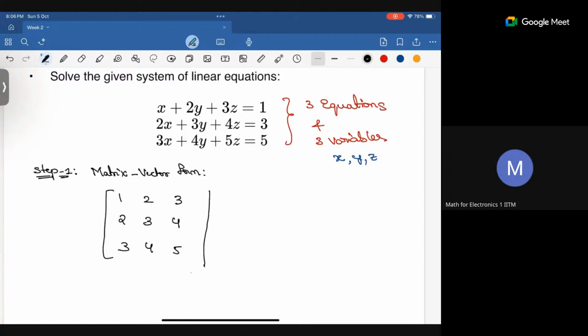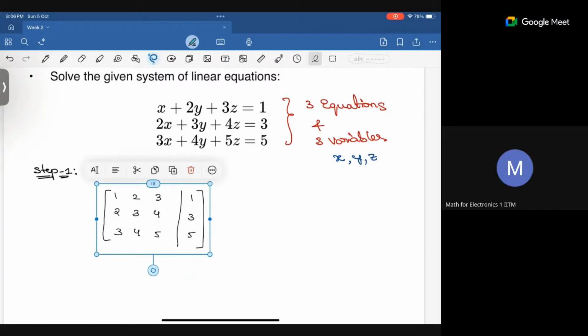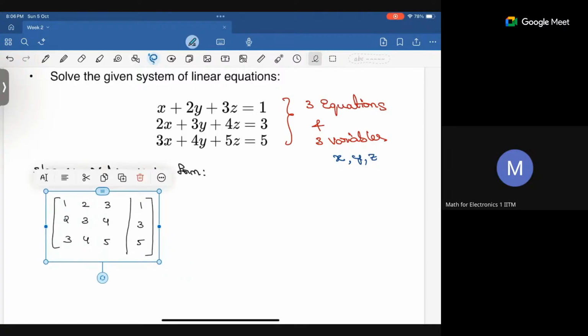And we'll have this vertical line just to differentiate that these are coefficients, and after that vertical line we write the constants that are on the right side of the equality sign, which are 1, 3, and 5. So this is the matrix vector form of the given system of linear equations.